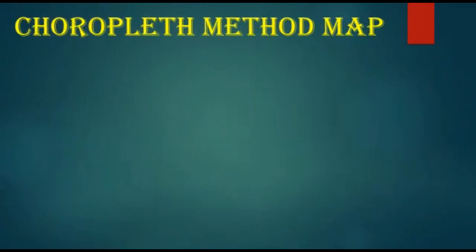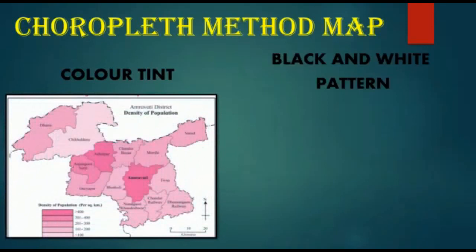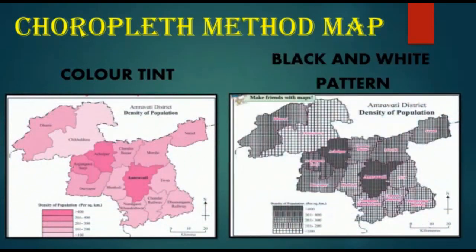Students, as you all know, in the previous slides we have studied that statistical data is shown by shading, color tint and black and white pattern. Here you can see an example of a color tint map and a black and white pattern map. Let us understand what is meant by color tint and black and white pattern.